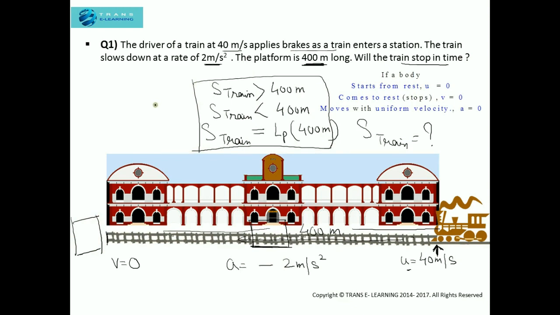Now to solve this question, first of all, we will write down what is given and what needs to be found. So here, the initial velocity of the train is 40 meters per second, and once the brakes are applied, it will eventually stop. So its final velocity will be 0. And as it is slowing down at the rate of 2 meters per second square, the acceleration will be negative 2 meters per second square. So it is retardation or deceleration. And we need to find the distance traveled by the train.